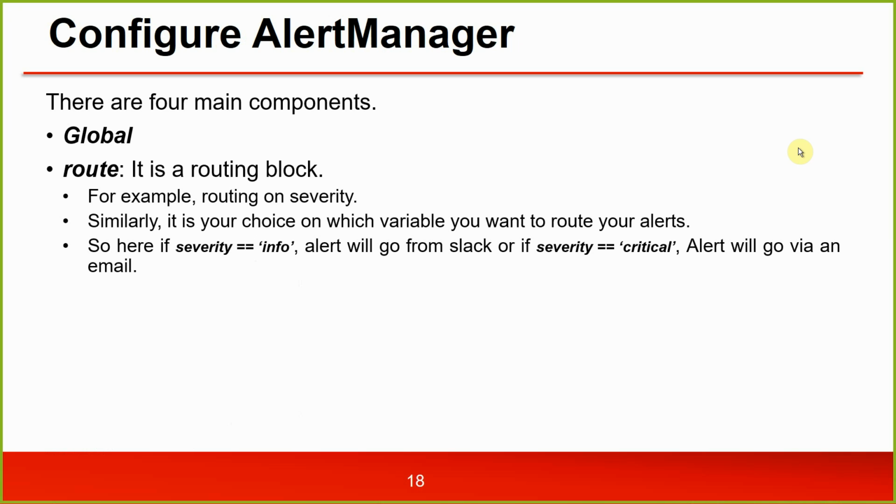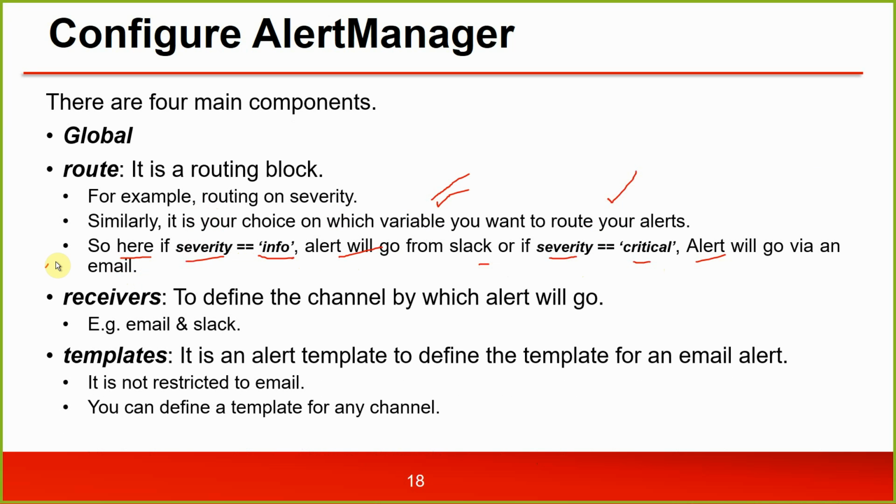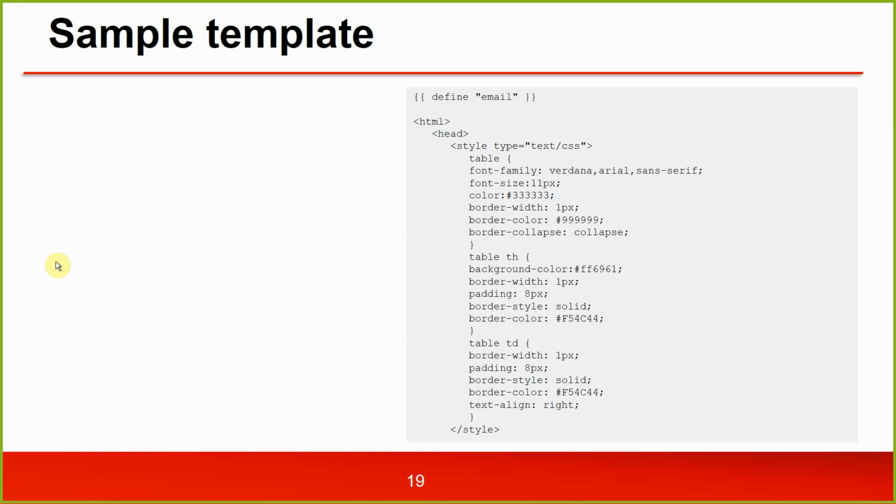It is a routing block, for example, routing on severity. Similarly, it is your choice on which variable you want to route your alerts. So if severity is info, then the alert will go via Slack, or if severity is critical, the alert will go via an email ID. Receivers define the channel by which the alert will go, like email or Slack. Template is an alert template to define the template for an email alert. It is not restricted to email. You can define a template for every channel.